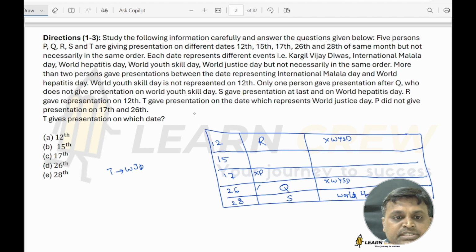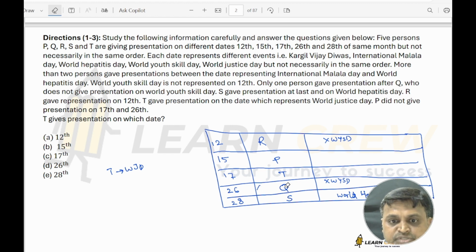R gave presentation on 12th. T gave presentation on the date which represents World Justice Day. Now R, Q, S are fixed. The remaining are P and T. If it is not P, definitely it has to be T. So now we have arranged the persons as per the dates.